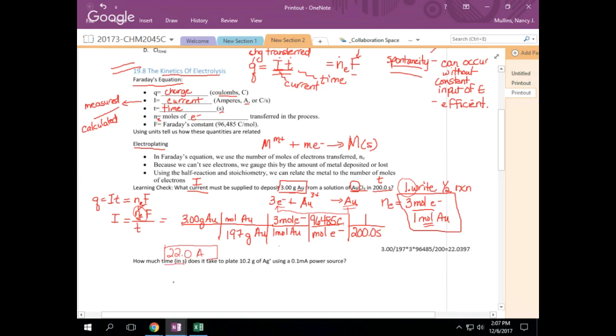How much time in seconds? So we're looking for T. Does it take to plate 10.2 grams of silver using a 0.1 milliamp power source? So I know I this time.